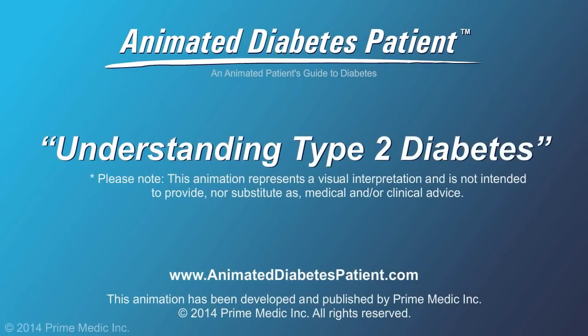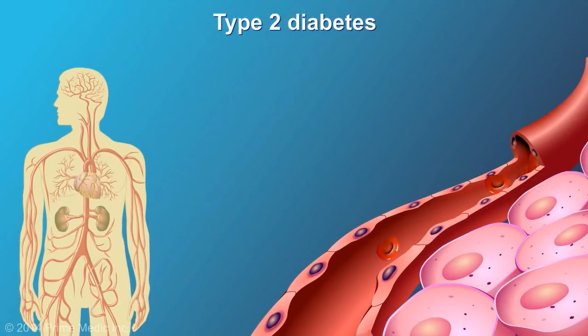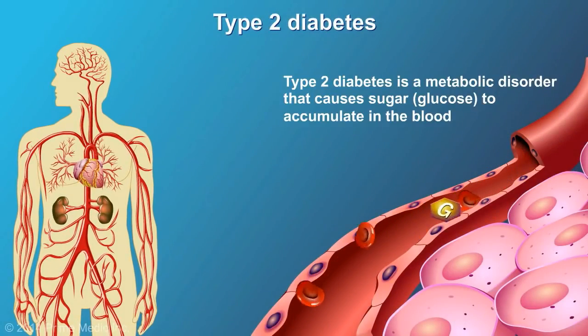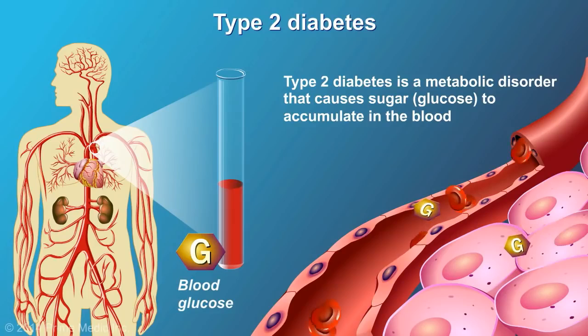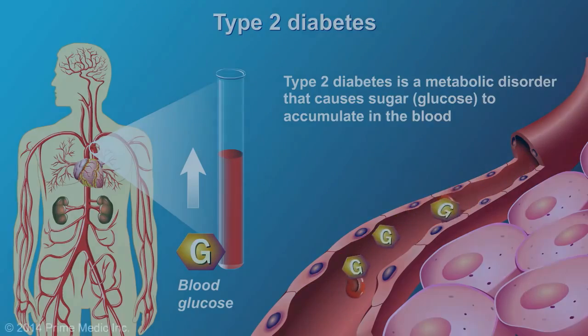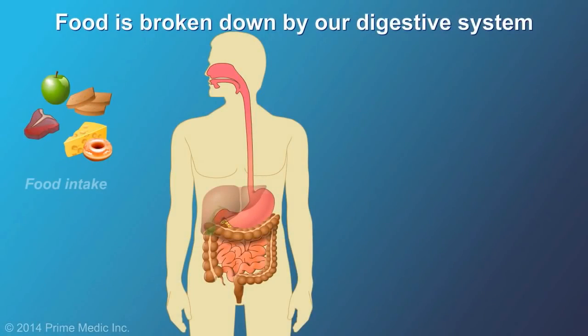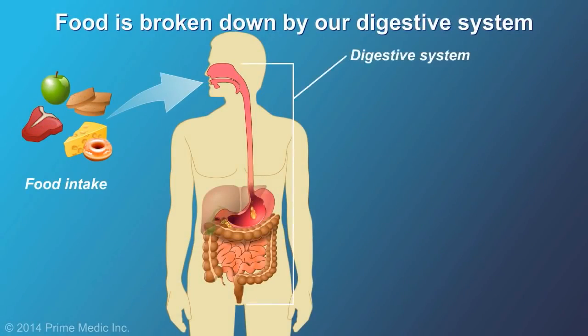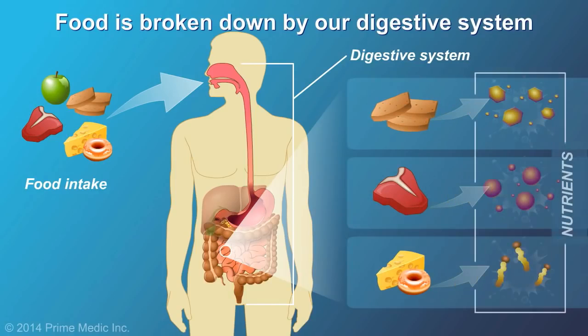Understanding Type 2 Diabetes. Type 2 diabetes is a metabolic disorder that causes sugar, in the form of glucose, to accumulate in the blood rather than being used as fuel by the cells in our body. When we eat, food is broken down by our digestive system into nutrient molecules that are then absorbed through our digestive tract for use by the body.